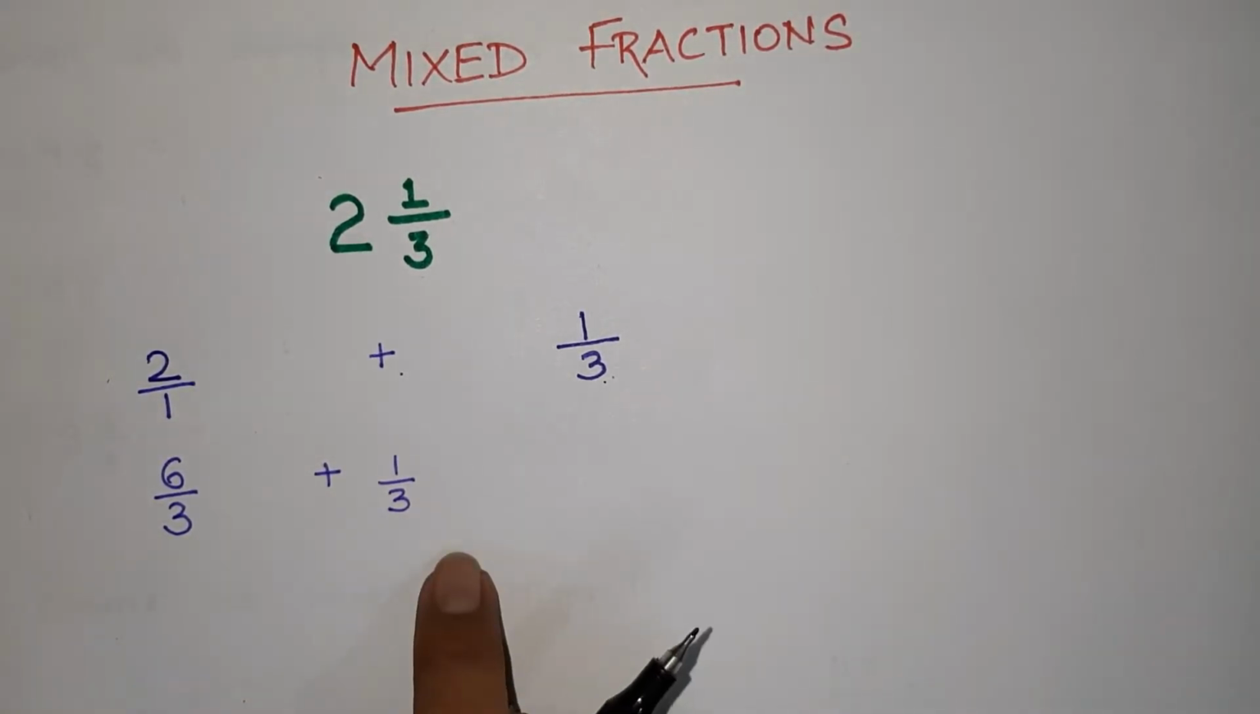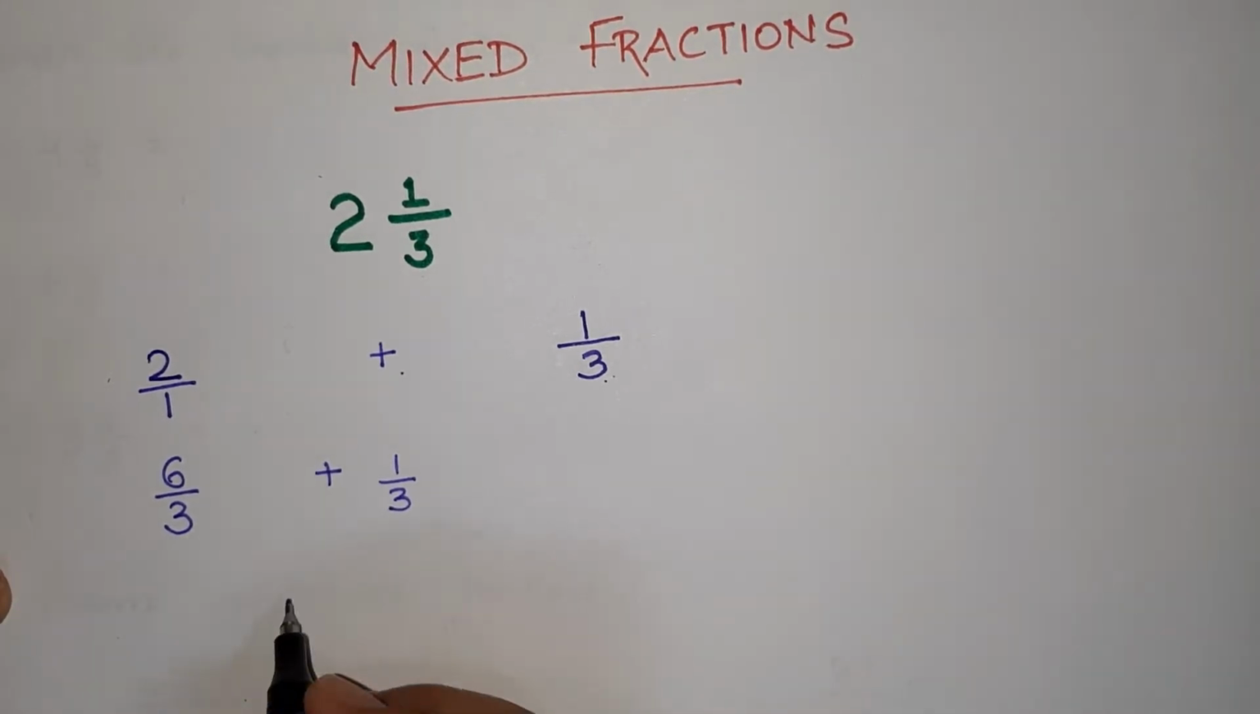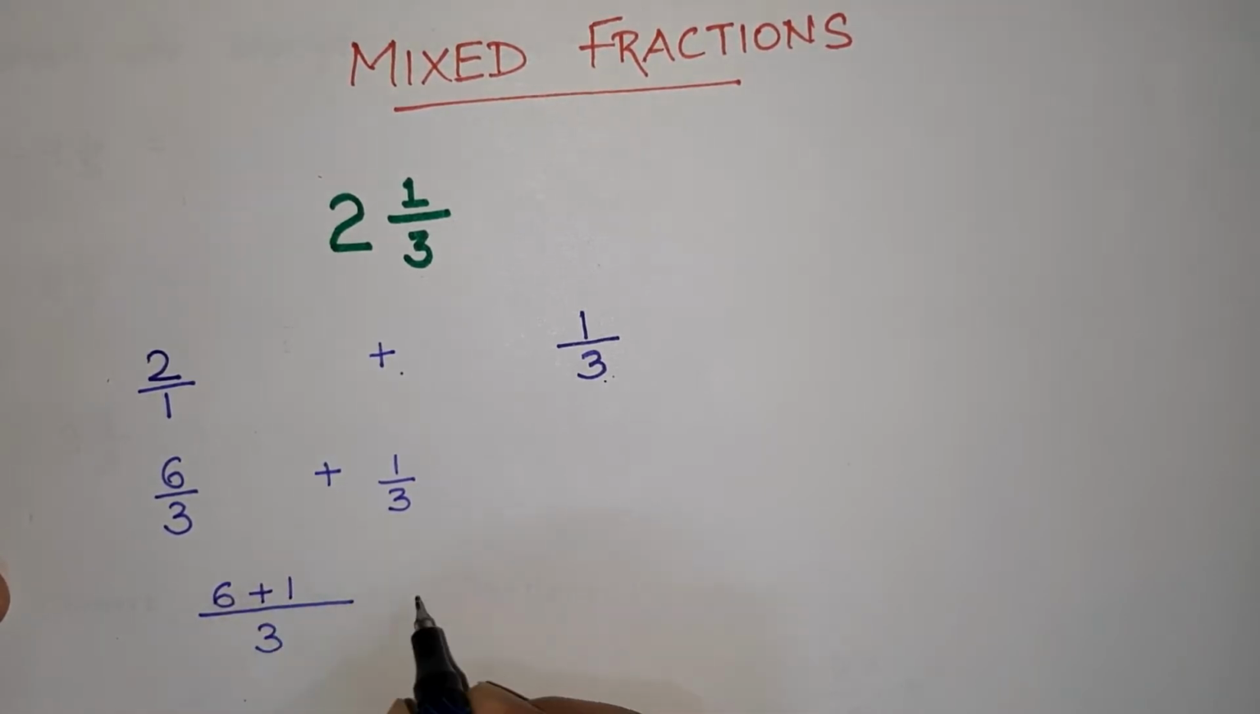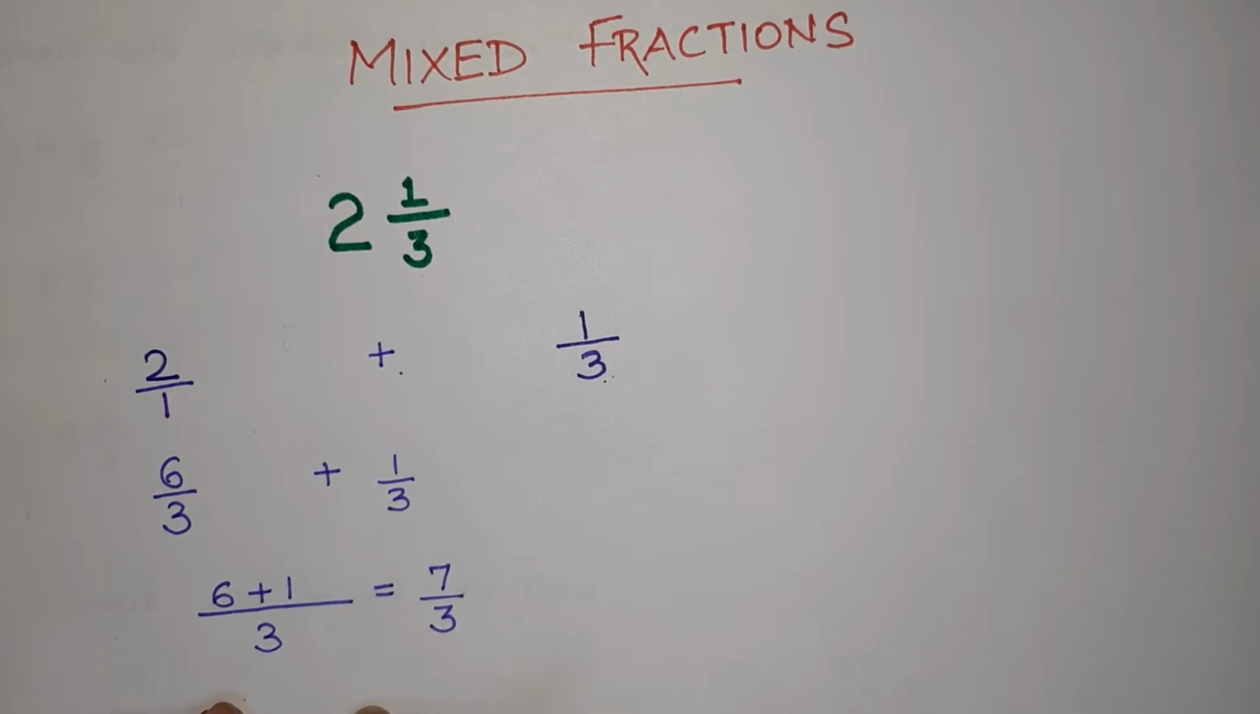When two fractions have the same denominator, we can simply add the numerators over the common denominator like this, and it becomes 7 by 3. So this mixed fraction can also be written as an improper fraction, where the numerator is greater than the denominator.